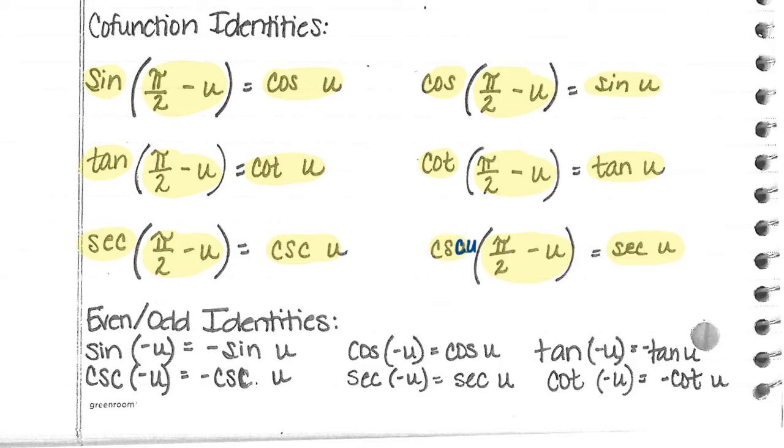All right, let's take a look at the even and odd identities. Notice sine and cosecant come out negative, and tan and cotangent also come out negative, where cosine and secant are not. Again, these are things that I will make sure that you are familiar with through homework and get practice on them, but you will not be tested or quizzed without a little cheat sheet. So these are the only things you would be given on a cheat sheet.